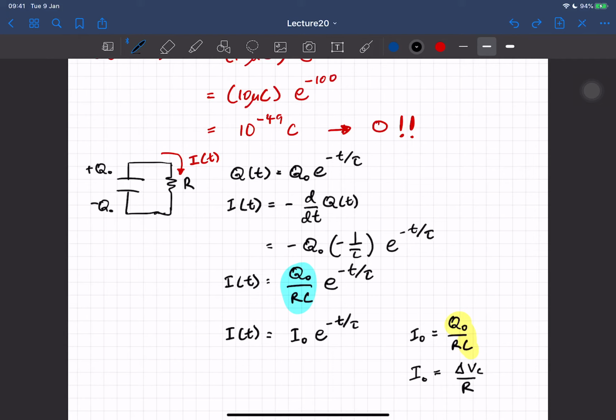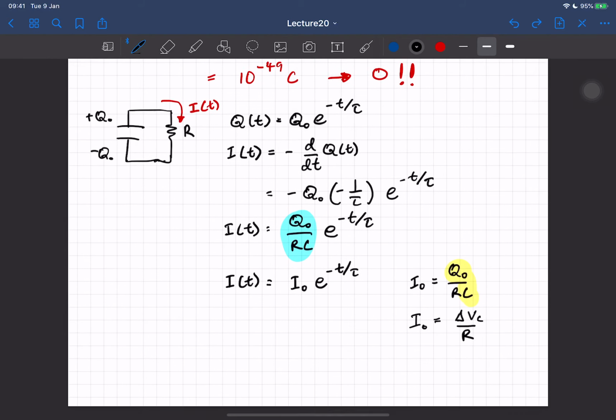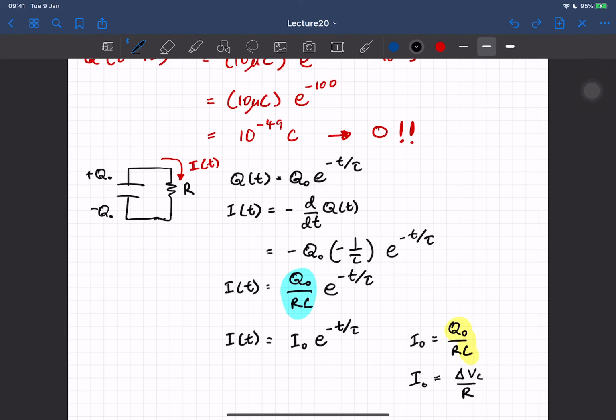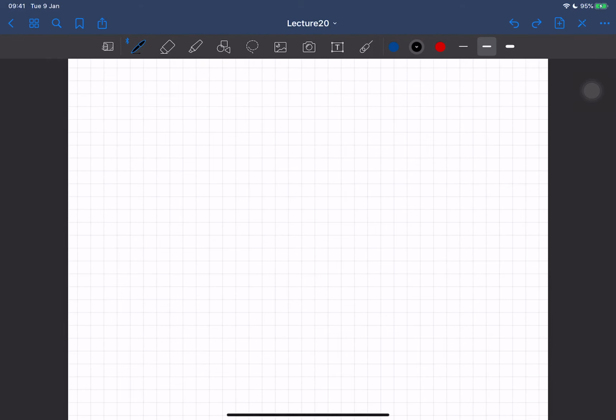So that's discharging the capacitor. The next thing we're going to do, to complete the discussion, is to talk about how we charge the capacitor. So next is going to be charging a capacitor.